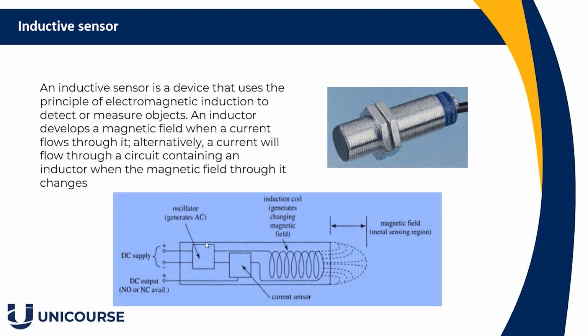So here we have the diagram of the inductive sensor, and what tells us it's inductive is that we've got this coil here and this magnetic field. As soon as we put something that's affected by a magnetic field near it, it will change the voltage, which sends a signal back. So that's the inductive sensor.